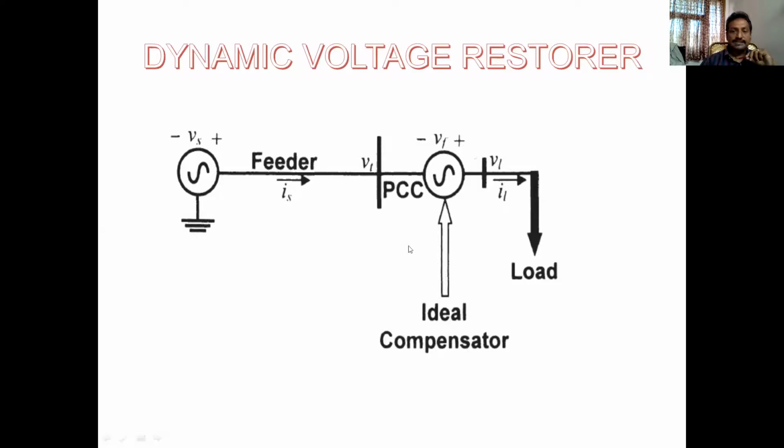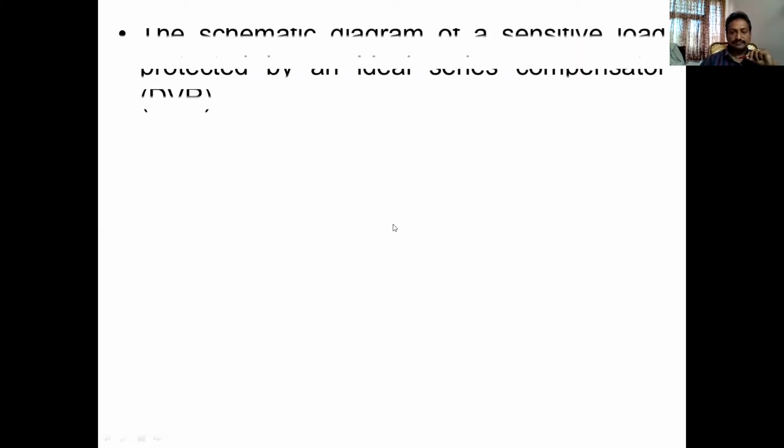So plus or minus 10%, nothing but 90% to 110% variation, will be compensated and controlled by this ideal compensator. So this is about the dynamic voltage restorer.